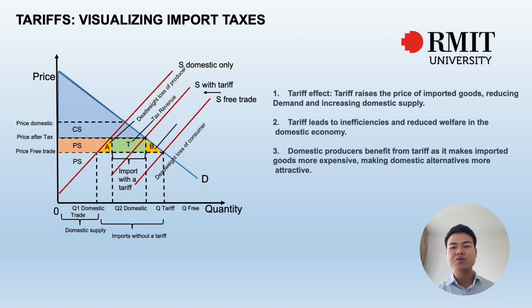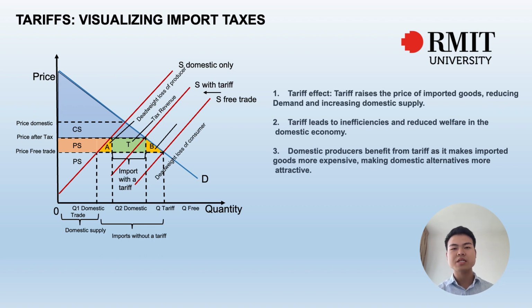However, it is different from the deadweight loss in question 1, where the government collects taxes from the consumer and producer surpluses. To summarize, while a tariff protects domestic industries and generates revenue for the government, it can also lead to inefficiencies and reduce welfare in the domestic economy.